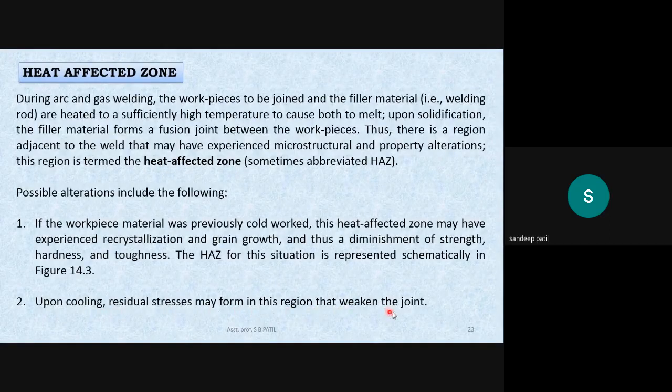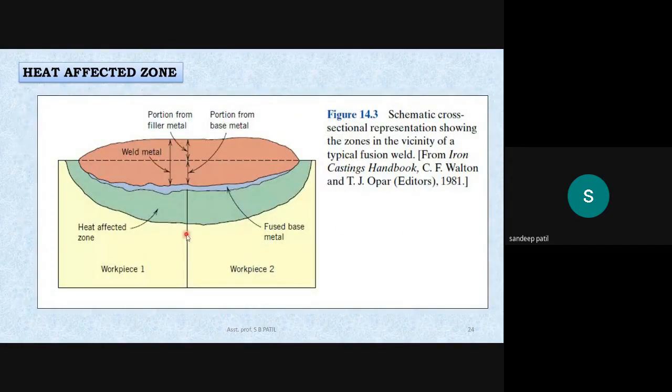So let us see here in the figure, say this is workpiece 1 and this is workpiece 2. So both the workpieces are getting welded, either by fusion welding, gas welding, or any other process. So they are getting welded here. This welding is done at a higher temperature. Due to that, what happens when the welding is done?